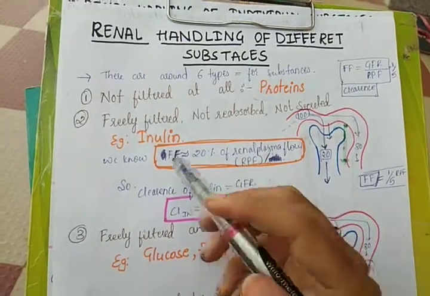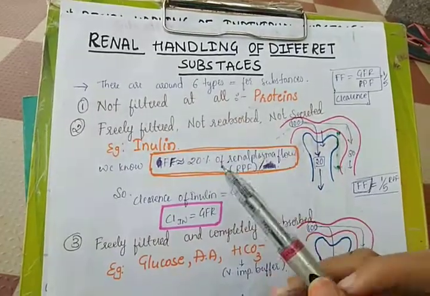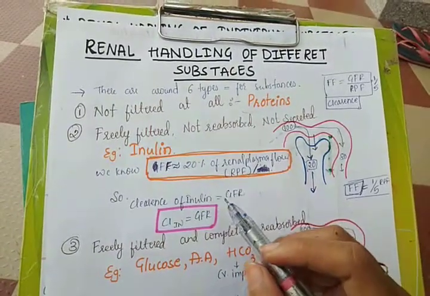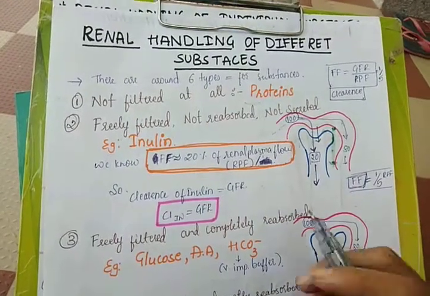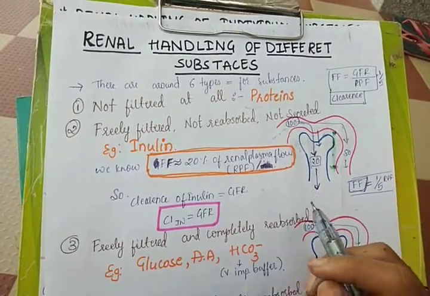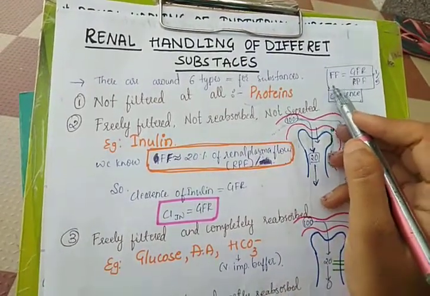Hi friends, in this video we will be learning about the renal handling of different substances. Mainly, we will learn about how we can classify various substances that come across the kidney. The basic information we should know to understand this is filtration fraction.